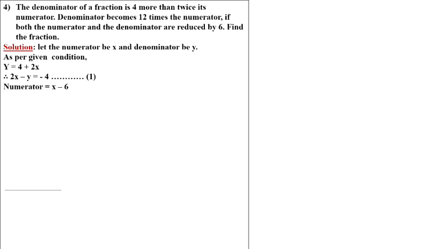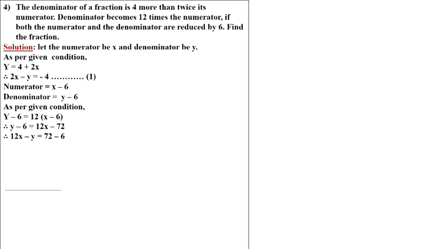The second condition: the numerator and denominator are reduced by 6. So the numerator is x minus 6 and the denominator becomes y minus 6. But it is given the denominator becomes 12 times the numerator. So y minus 6 is 12 times, 12 into x minus 6. We'll solve this equation first. y minus 6 equals 12x minus 12 times 6, which is 72. We'll arrange this equation: 12x minus y equal to 72 minus 6. Here we get 12x minus y equal to 66. That is our equation number 2.